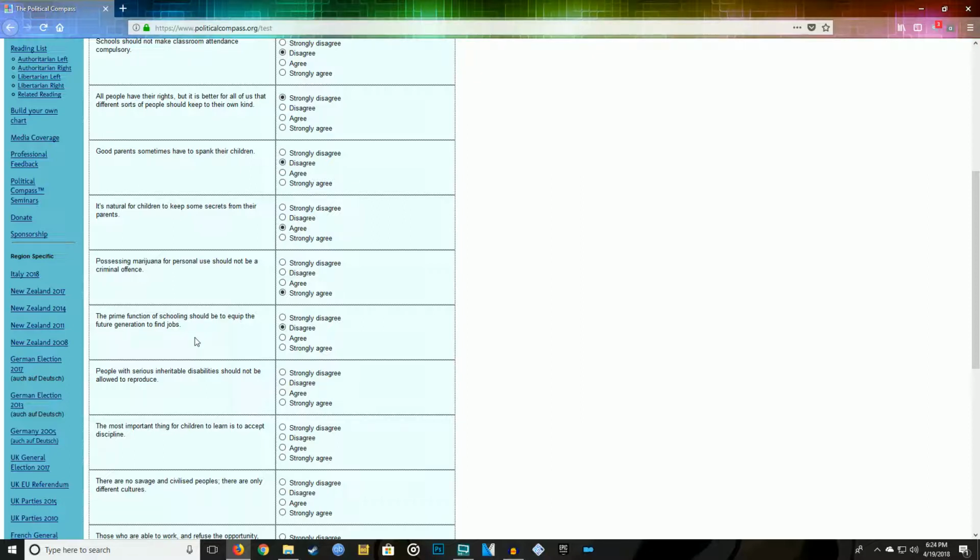People with serious inheritable disabilities should not be allowed to reproduce. I don't know if they should not, but in some cases they cannot. I'm going to disagree with that, because whether or not they should, I don't understand why that would be an agreeable statement. At least not for me. I mean, who am I to tell somebody what they should or should not do?